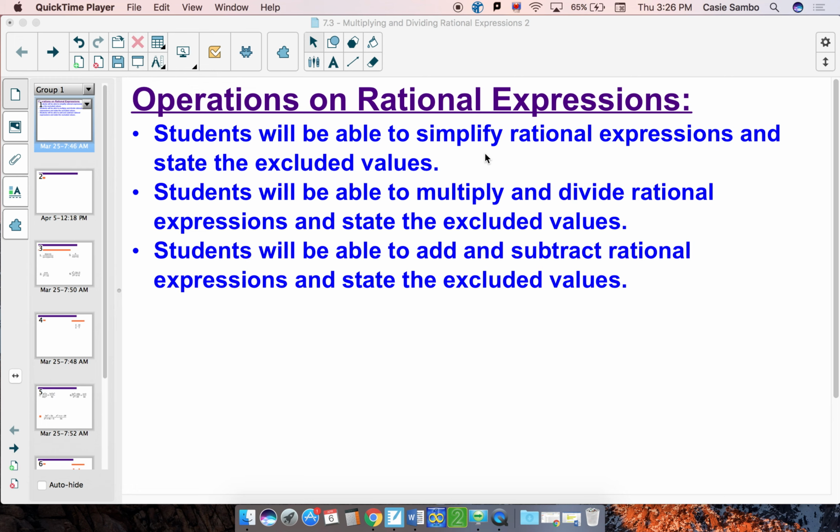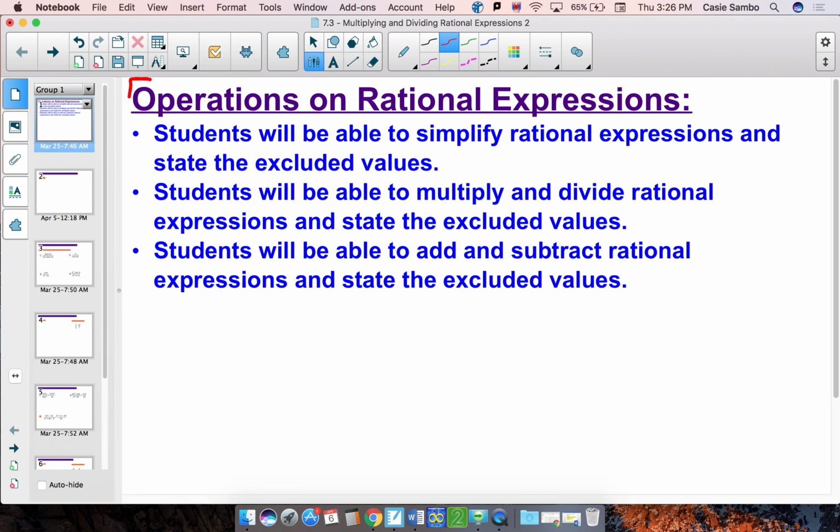On the front flap of your foldable, you want to write operations on rational expressions. So this title right here is what you need to make sure that you write on the front flap of your foldable. Operations on rational expressions.